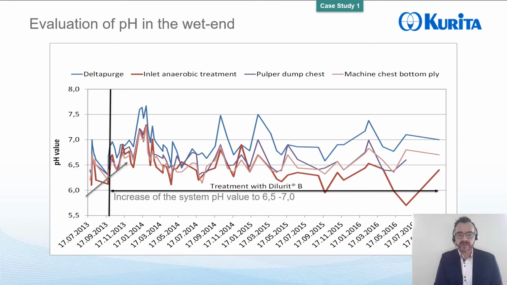So here you can see first of all the trend of the pH. You can see before our start, let's go to the delta purge, which was the outlet to the wastewater treatment, the pH was roughly about 6.3, 6.4. And you can see that we were able to increase the pH over time to above 7. These ups and downs are related to trials, increasing or adapting the dosing amount to the needs, so we avoid overdosing.